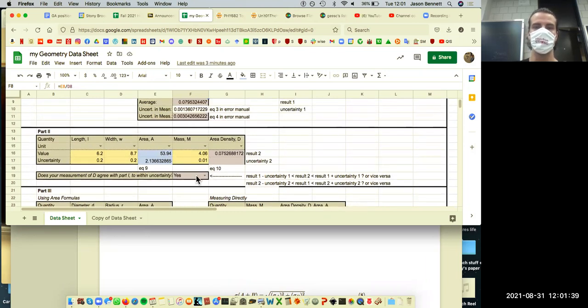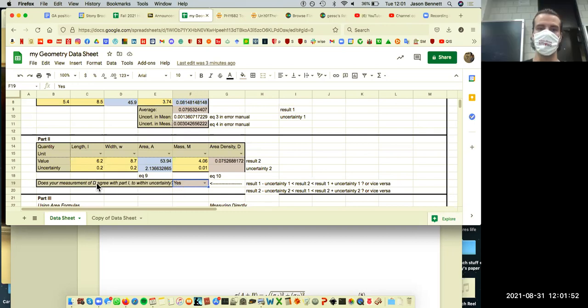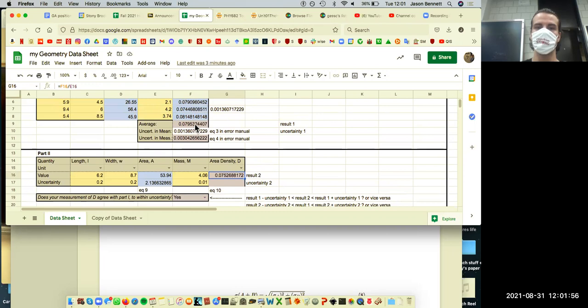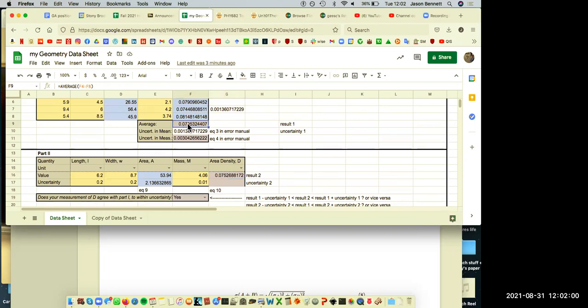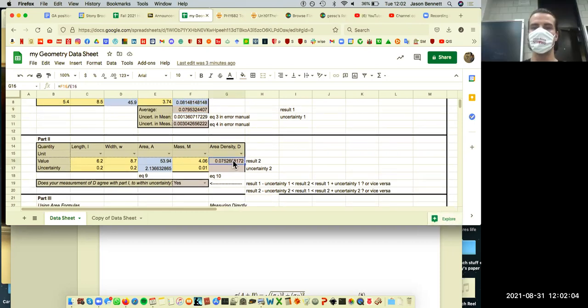Actually, let me show you what this means. When it says, does your measurement agree with some other measurements within uncertainty, what that means is result. So this measurement of D would be this, and agree with part one. So that would be D from this, your average. Does it agree to within uncertainty means you take this result.